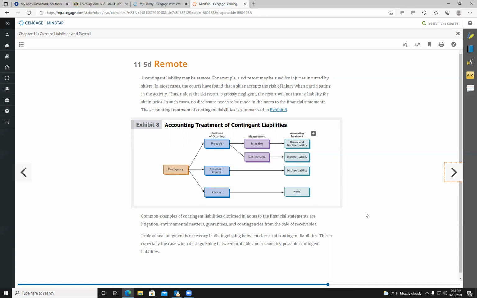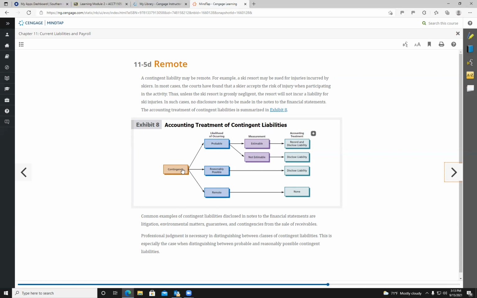So let's look at this chart. If you have a contingent liability, you look at the likelihood of occurring. Is it probable, reasonably possible, or remote? If it's probable, then we need to know can it be measured? Can there be an estimate or not? If it can be estimated, then you record and disclose the liability. If it cannot be estimated, then you just disclose the liability in the notes.